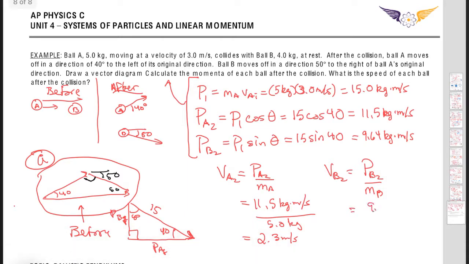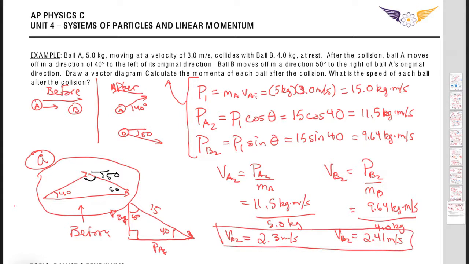So it's going to be 9.64 kilograms times meters per second over the mass of the ball, which is 4.0 kilograms. Okay, and so we do 9.64 divided by 4, and it's going to be 2.41 meters per second. And so there's the answer to our third part of the question, which is what are the velocities after the collision.